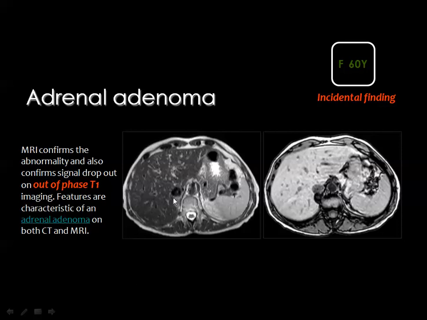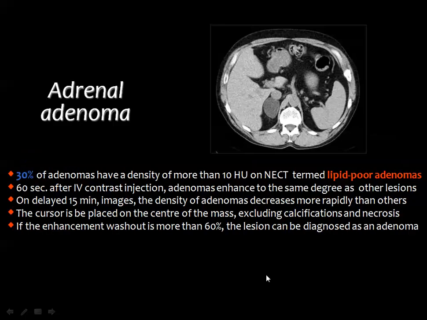This is a T2 weighted image, and this is the adenoma, this is the inferior vena cava, and this is the aorta. In the T1 out of phase images, you see marked drop of signal of the lesion, diagnostic of lipid-rich adenoma.